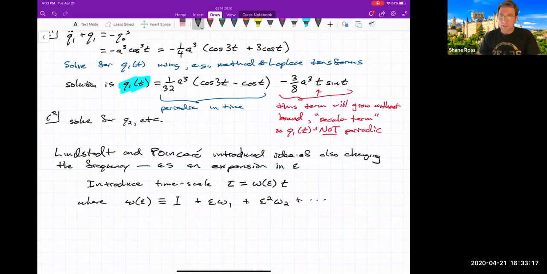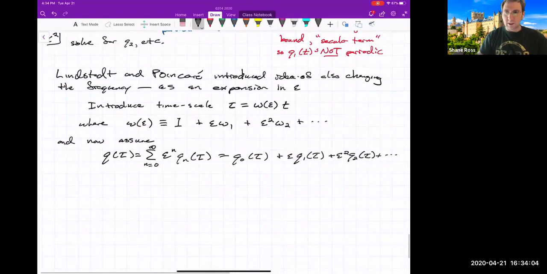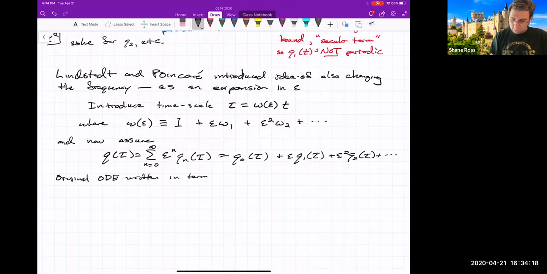So now we could expand, but using q as a function of tau, not q as a function of the original time. We're going to do q as a function of this introduced timescale tau. So now we assume q of tau. This is all going to look the same as before, except where I replace t with tau. This is q0 of tau plus epsilon q1 of tau plus epsilon squared q2 of tau, etc. All right, and now we need to plug this into the ODE. The ODE was written in terms of time, t, not this time scale tau, so we have to deal with that.